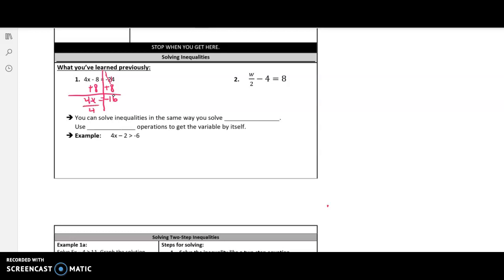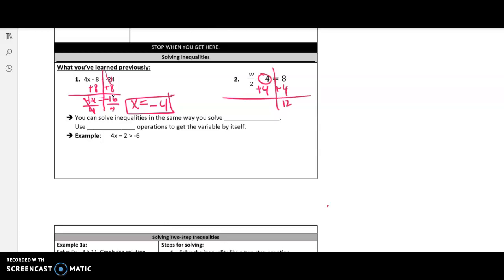Now we're going to divide by 4 on both sides. X cancels, and we have x equals -4, because 16 divided by -4, or 16 divided by 4 is -4. On the second one, we start with addition or subtraction, so same thing. We're going to add to both sides because we're subtracting 4.